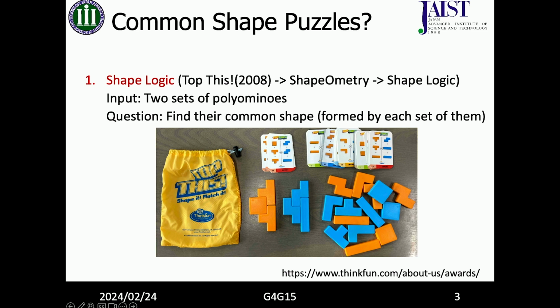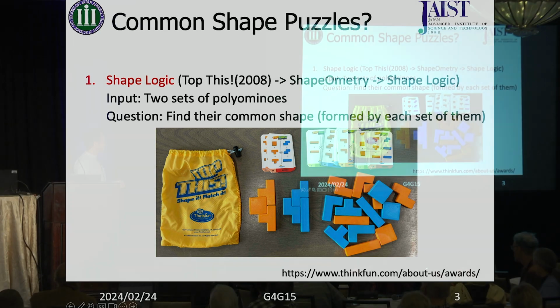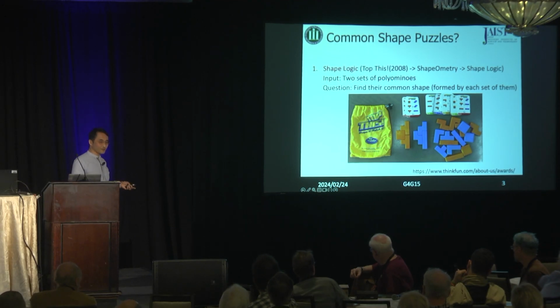But anyhow, for this puzzle, you are given some problem. On each card, you have 2 colors of polyominoes. This one has 3 orange pieces of polyominoes, and you also have 3 pieces of polyominoes in blue. The goal of this puzzle is making a common shape from each set of pieces. In this case, this is a solution. You are given 3 orange pieces and 3 blue pieces, and you can assemble them into the same shape.